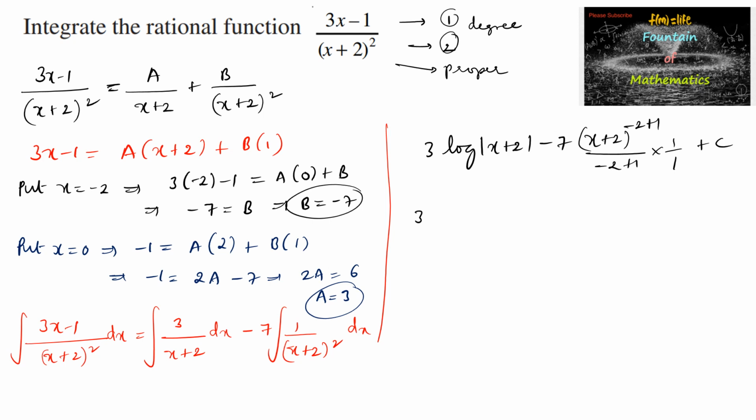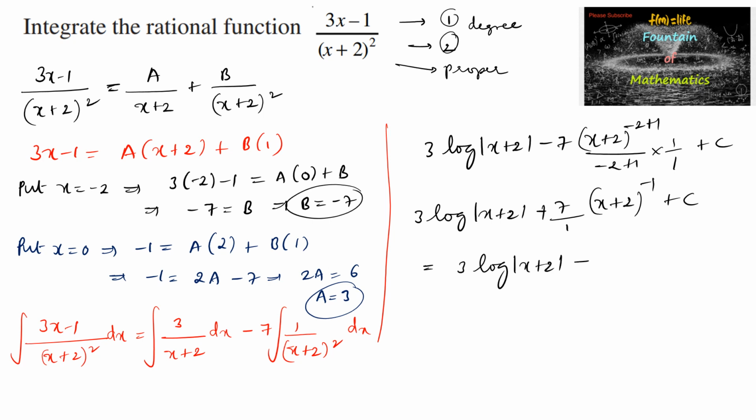Or we can write 3 log mod of x plus 2 minus 7 upon minus 2 plus 1, is negative 1, so plus 7 times x plus 2 whole to the power minus 1 plus c, or we can write 3 log mod of x plus 2 plus 7 upon x plus 2 plus c is the answer.